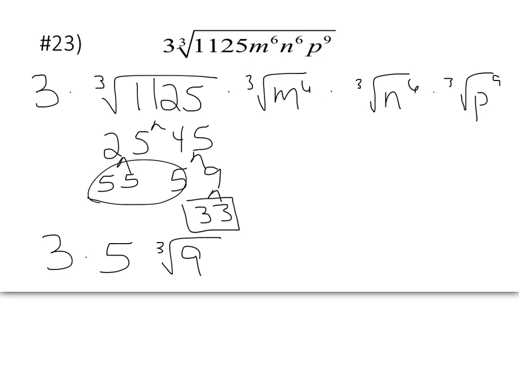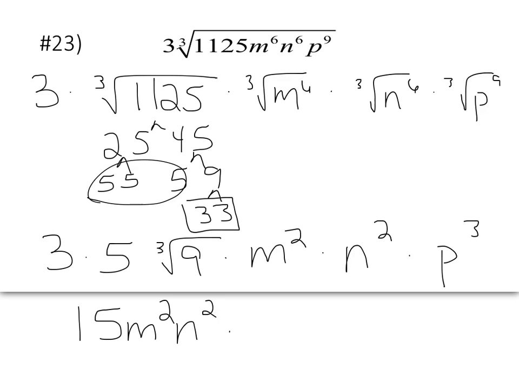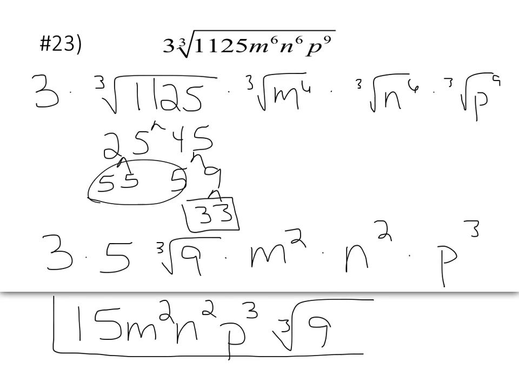3 goes into 6 2 times evenly, which means we're going to bring 2 m's out front. And then same with the n's. And then 3 goes into 9 3 times, so we're going to bring out 3 p's. So multiply the outside. 3 times 5 times all of these is 15 m squared n squared p cubed, and then it's cube root of 9. And that's it.